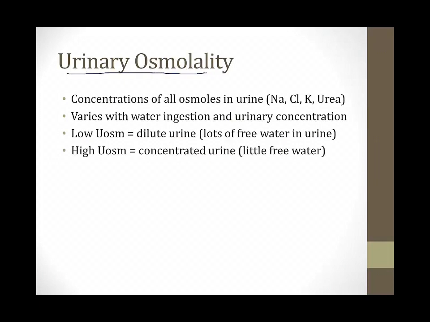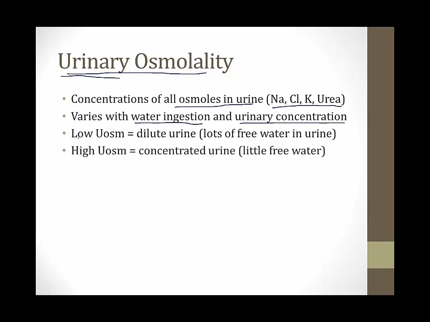We talked before about measuring the osmolality of plasma. Now we're going to talk about performing that measurement on the urine. So this is a measurement of the concentration of all osmoles in the urine, substances like sodium and chloride and potassium and urea. It's a very helpful test in hyponatremia because it varies with water ingestion and also urinary concentration.